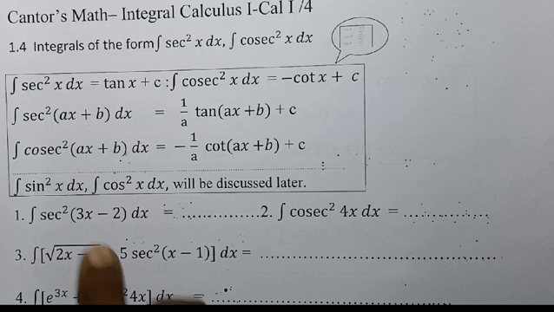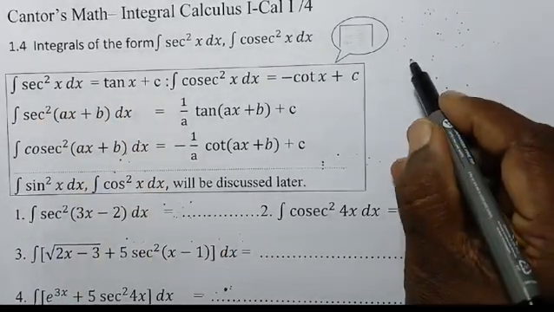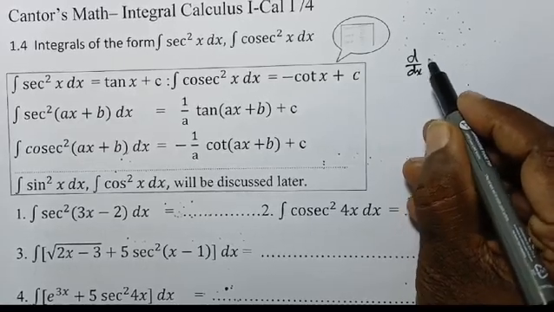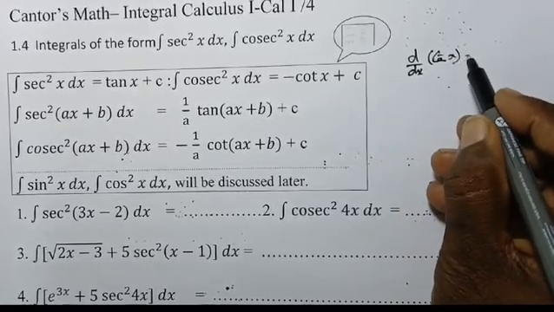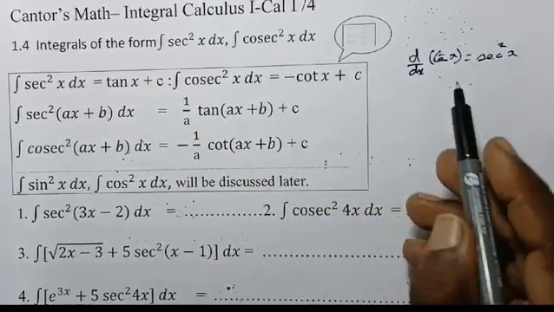We know that integral secant squared x dx equals tan x plus c. How? In differentiation, if you differentiate tan x, what will you get? We get secant squared x. Therefore, if we integrate secant squared x, we will get tan x.